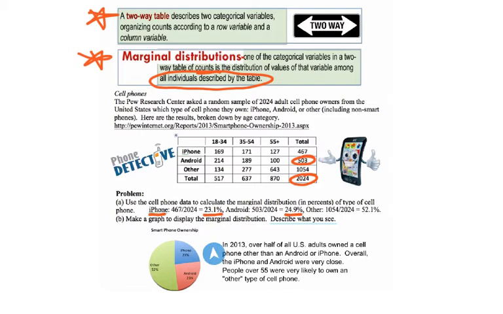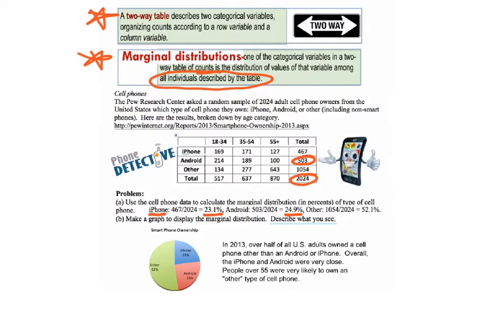This data is from 2013, so certainly by 2020 this may look very different. But to describe what we see from this particular graph, we want to be very specific in our explanation. So in 2013, over half of all U.S. adults owned a cell phone other than an Android or iPhone. Overall, the iPhone and Android were very close, and we also know that people over 55 were very likely to own an other type of cell phone. Again, back in 2013.